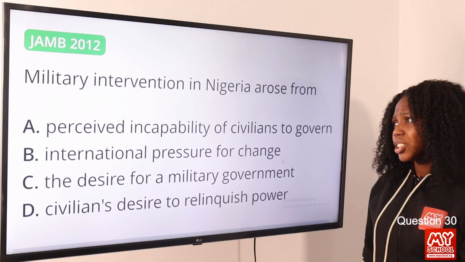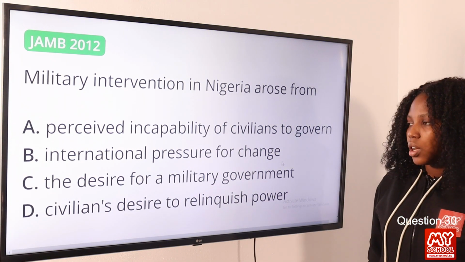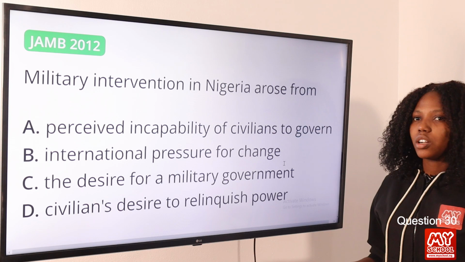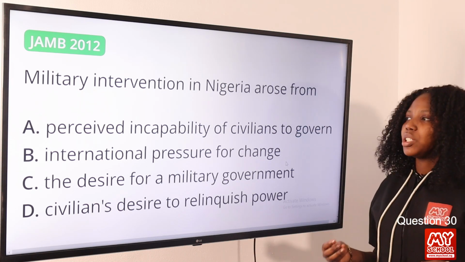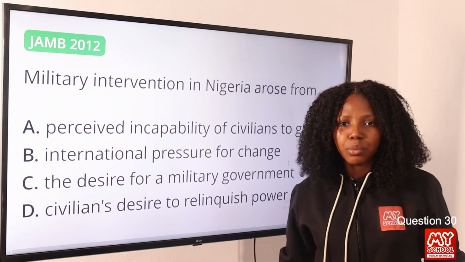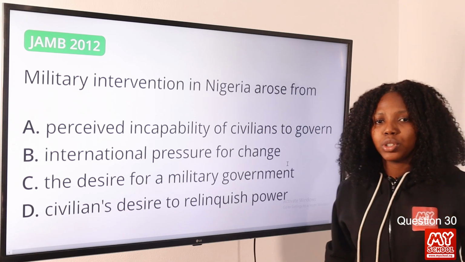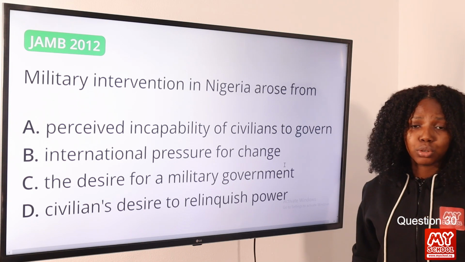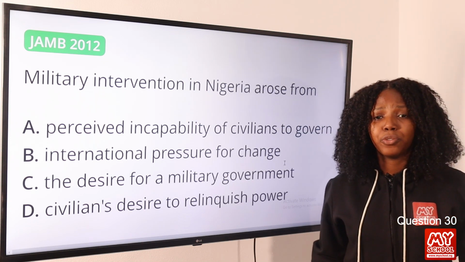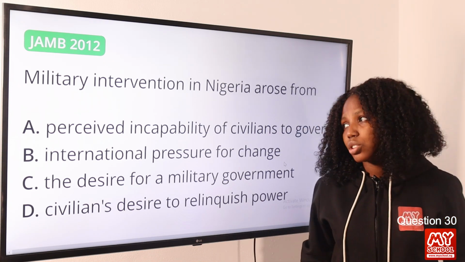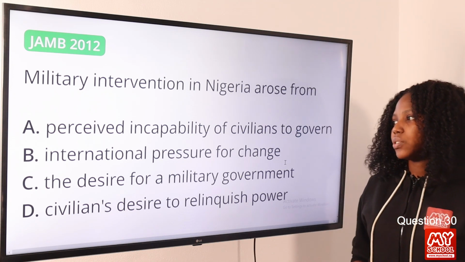Question 30. Military intervention in Nigeria arose from. The answer to this question is option A, perceived incapability of civilians to govern. Now, there were so many reasons the military intervened, but it arose from the fact that we had unreliable and dishonest leaders. There was also the mismanagement of public funds. We had the Action Group crisis of 1962 and the general election crisis of 1964. All of this put together, and we had the military intervention. So the answer to this question is option A, perceived incapability of civilians to govern.